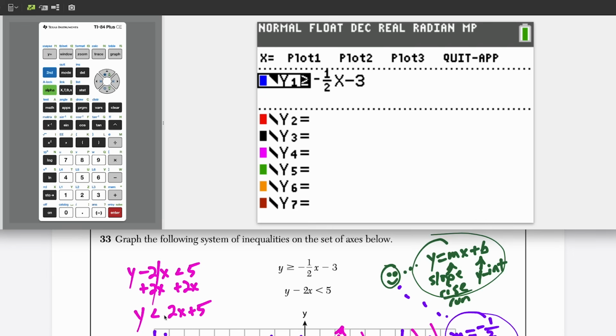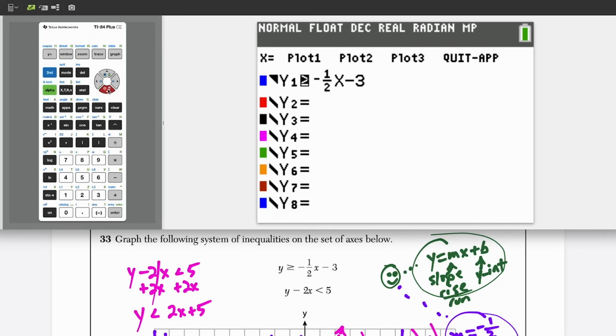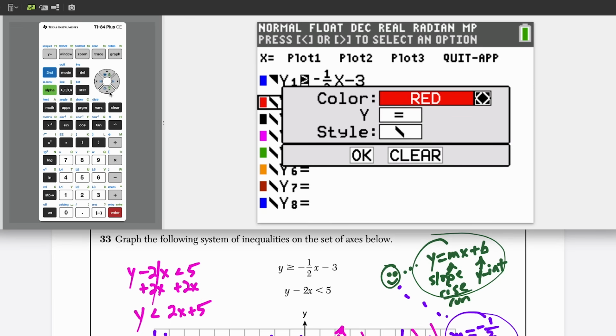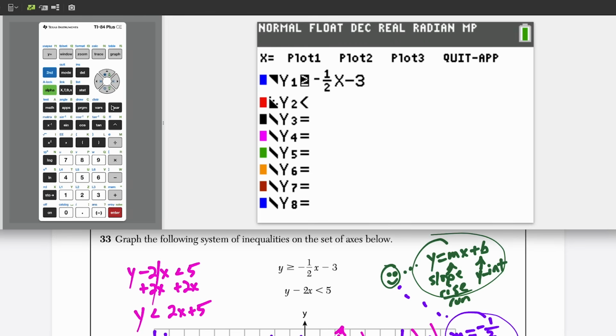And then the next one is y less than 2x plus 5. So I'll go over to the next one. I'll go to the y equals and switch it to just a less than. And then to the right here, I'm going to write 2x plus 5. Okay, so we have 2x plus 5.